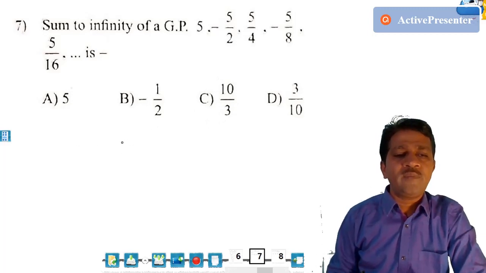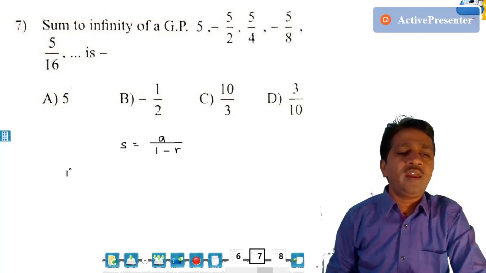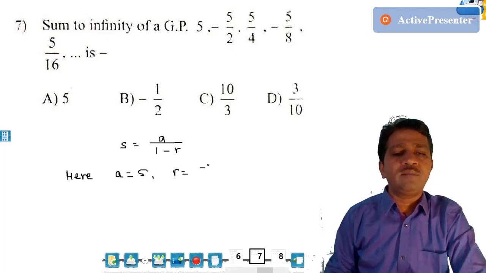There is a formula. Yes, the sum to infinity terms is A upon 1 minus R. So in this problem, A is nothing but the first term, which equals 5, and the common ratio means the ratio of the second term to the first term, that is minus 5 by 2 upon 5. The 5 gets cancelled and we are left with minus 1 by 2.